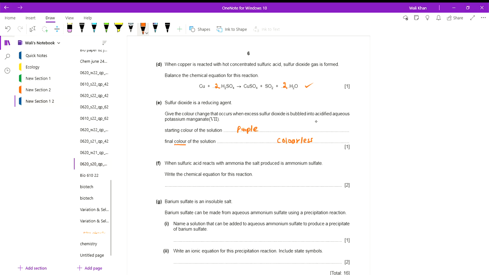When sulfuric acid reacts with ammonia, the salt produced is ammonium sulfate. Write the chemical equation for this reaction.